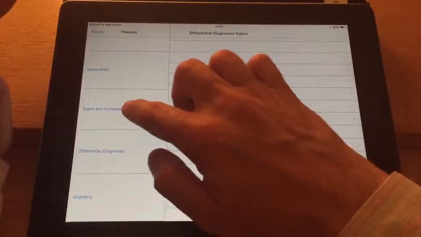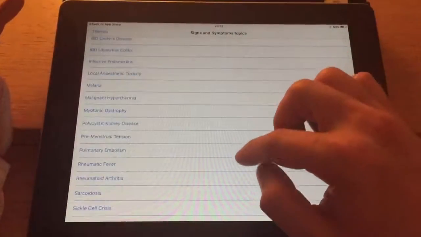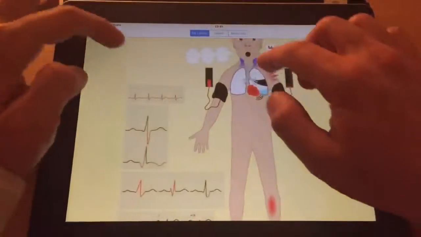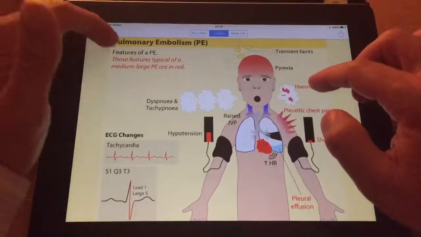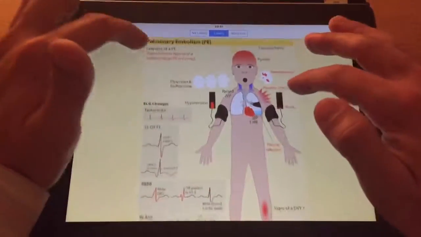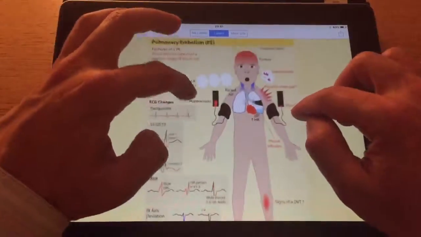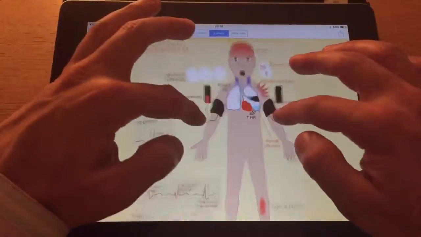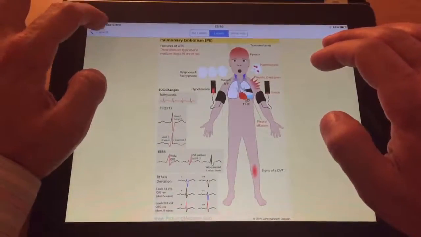Signs and symptoms, that covers sort of different conditions that can present, and an explanation of the typical patterns that we see. So with a pulmonary embolism, for example, what do you see? Obviously, typically sinus tachycardia, but other features too, potentially low blood pressure, raised JVP, shortness of breath, hemoptysis, pyrexia, dizziness, and so on.